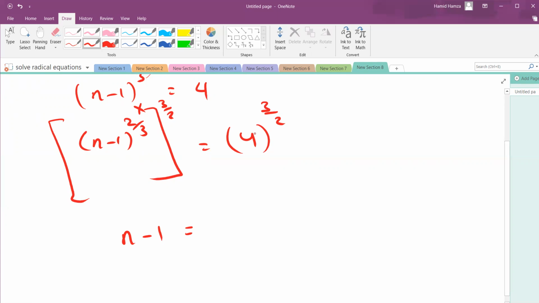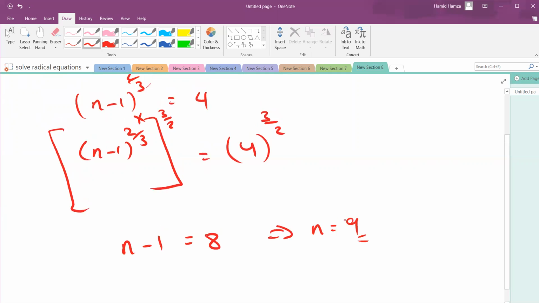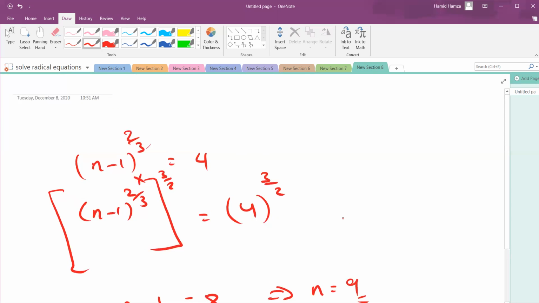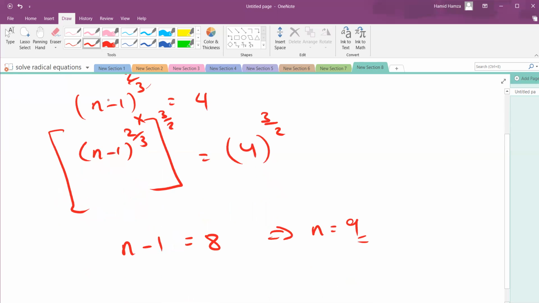And this one, you can use your calculator and find the answer. It will be 8, guys. If you use your calculator, it gives you 8. So the answer will be n equals 9. Okay, guys. Any question? Any question, guys?